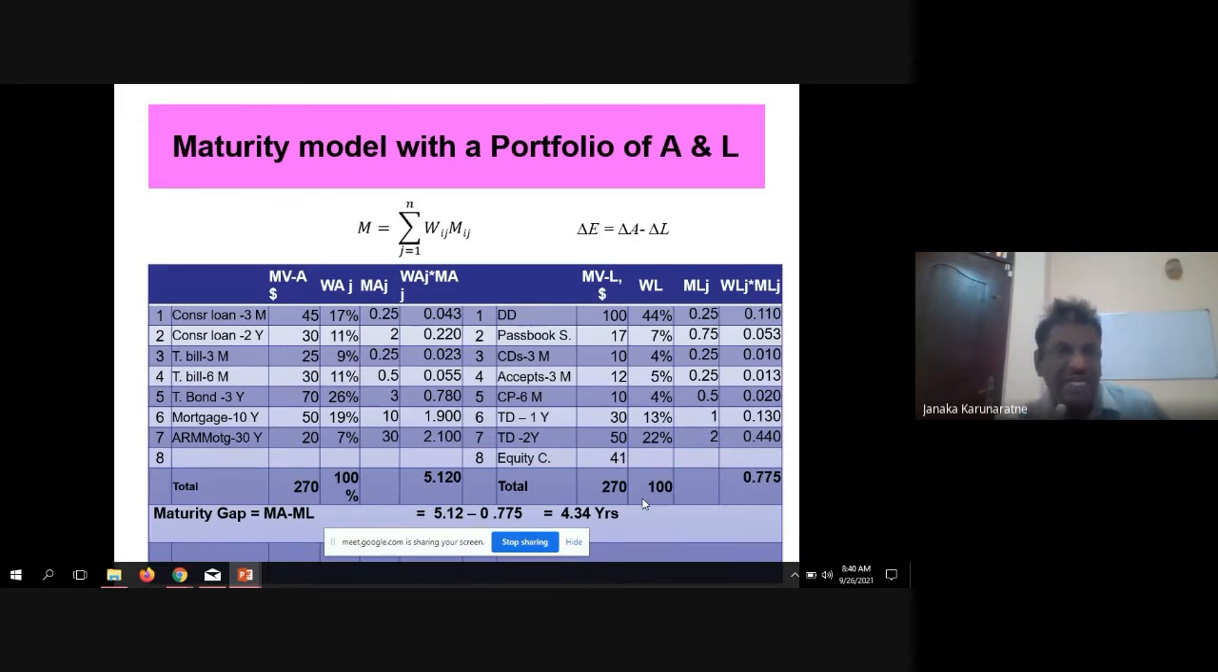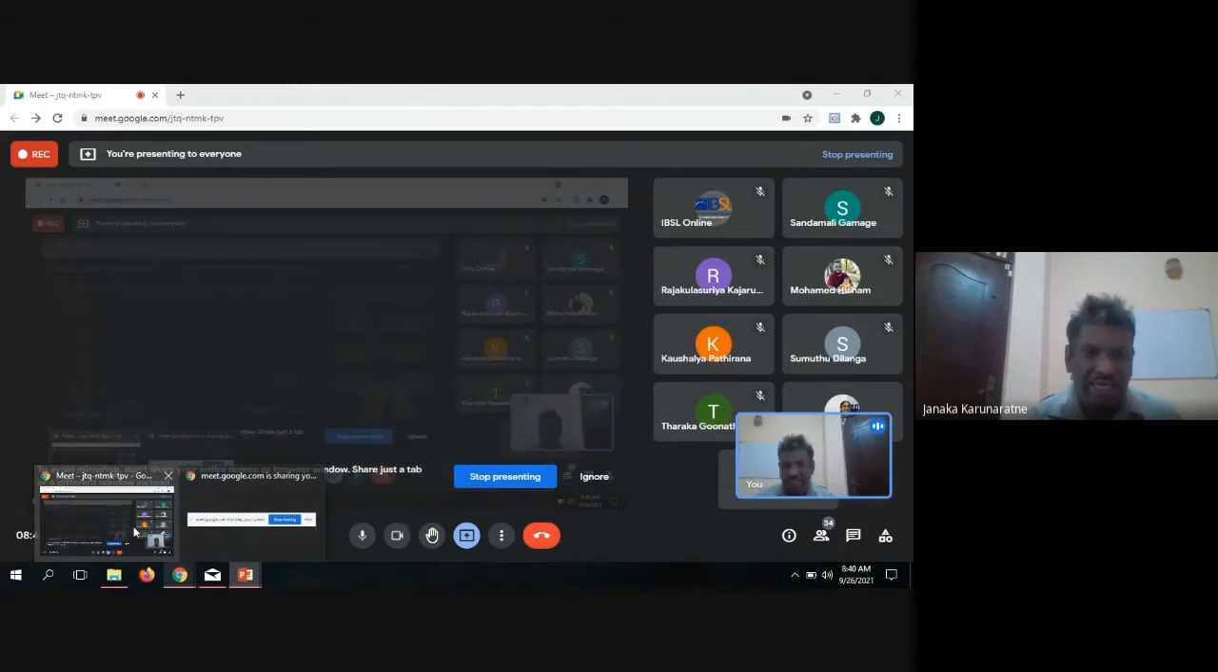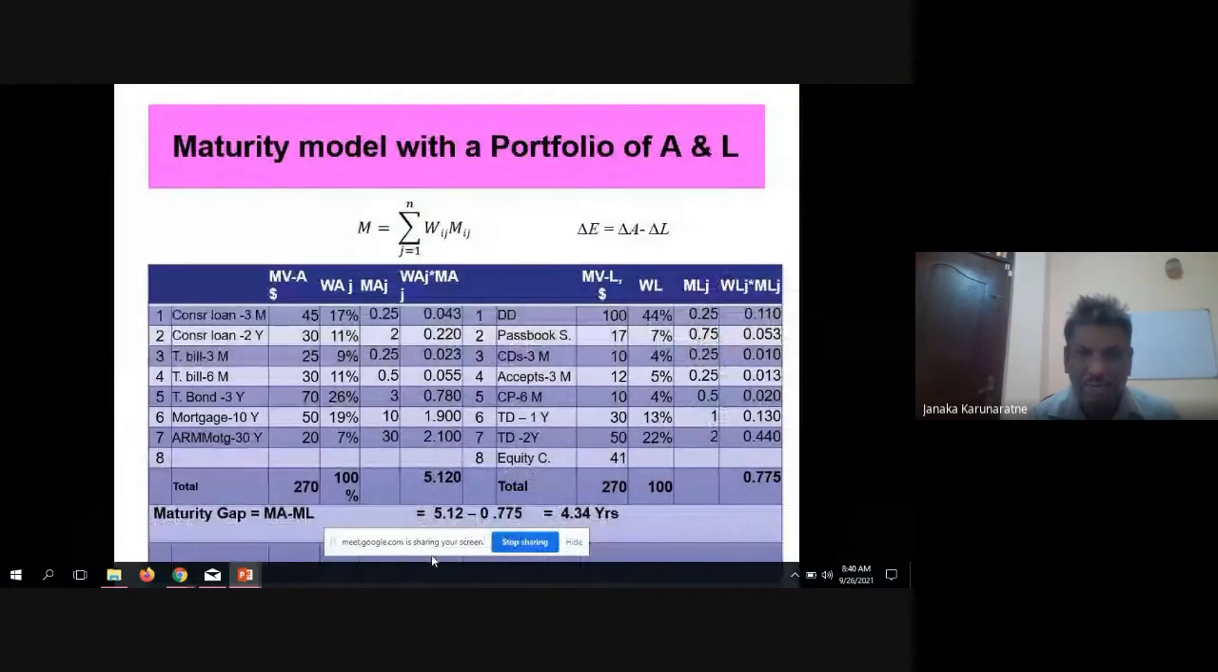It's difficult in practice for a banking institution to make the maturity gap zero, but if you can make it much closer, then definitely you can use it. So that is the idea behind the maturity gap model.